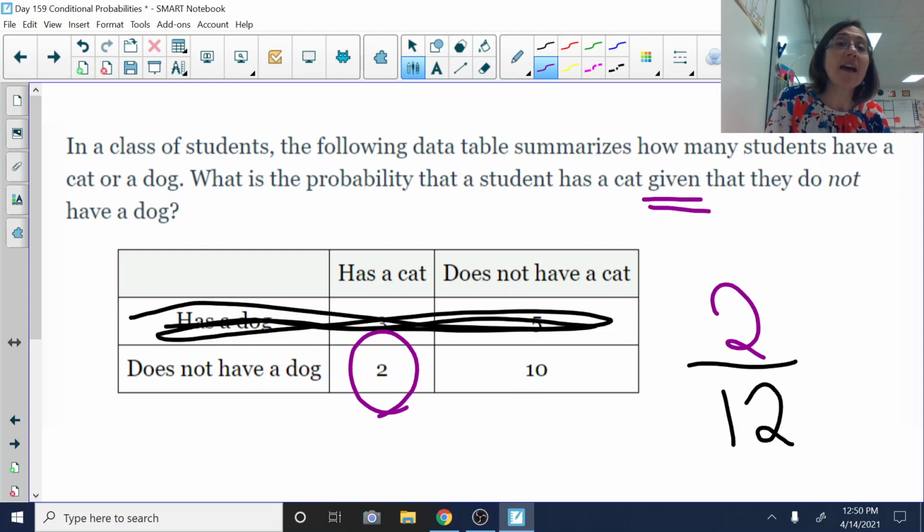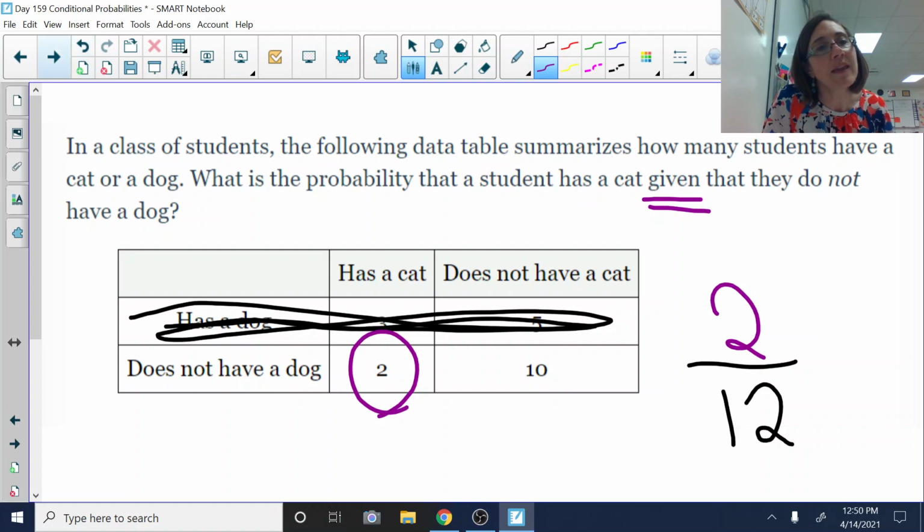So that's what we say conditional probability is. There's a condition on this. I'm not talking to everybody here. I only want to talk to you if you do not have a dog, because it's given that we do not have a dog. So we're already saying the rest of you, whatever. I'm talking about of the ones that don't have a dog, do you have a cat?